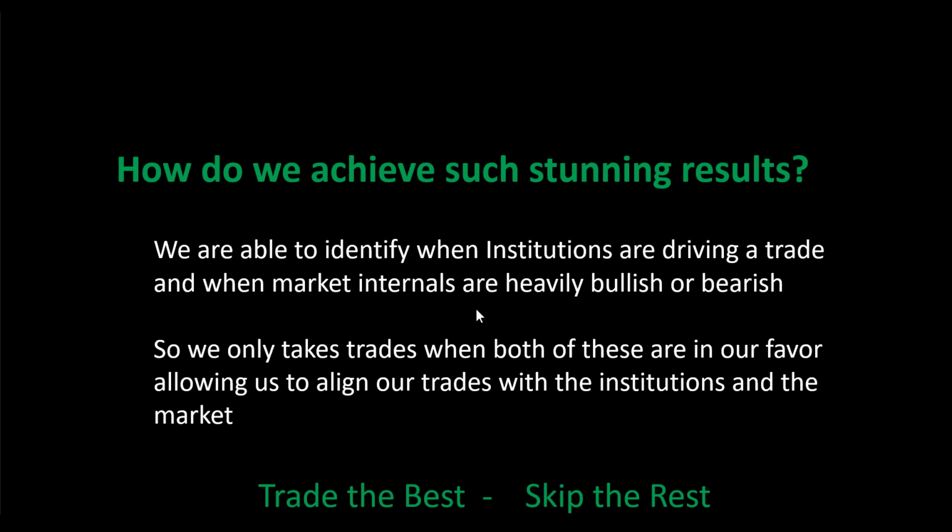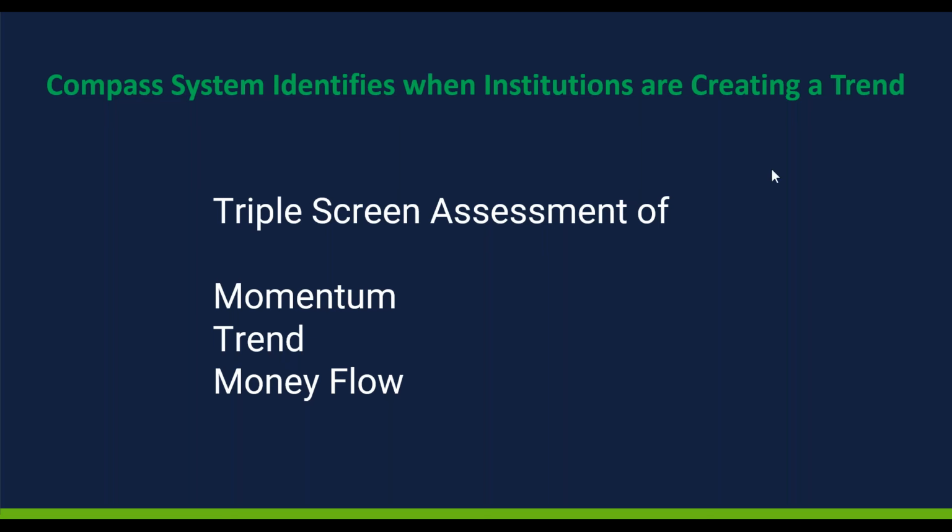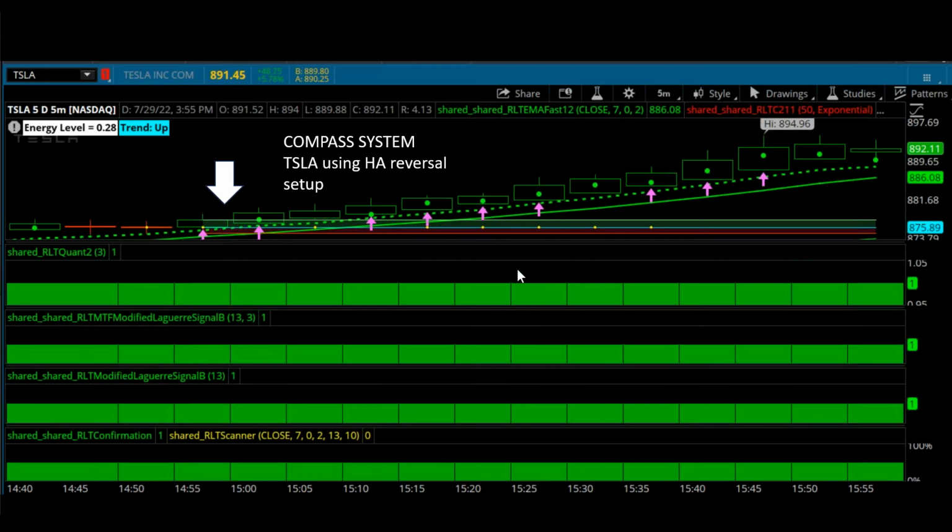I won't trade against the market internals, but if they're neutral, I'll still take a trade. The most important thing we do is check multiple time frames on momentum, trend, and money flow. The momentum to me is the most critical one. I need to know that the momentum is moving up across multiple time frames and that institutions are driving it up. When this is the case, then the likelihood that institutions are moving the trade is very high, in the 90s.